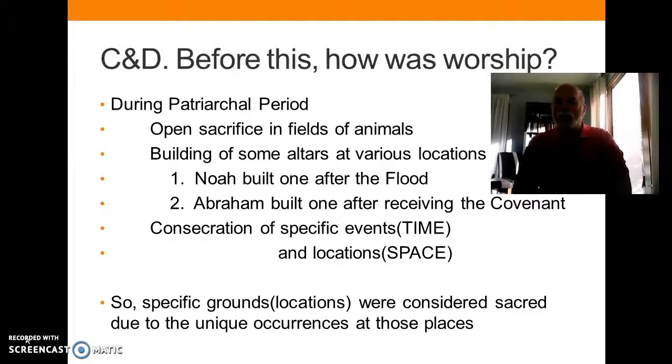So the first example we see in the Old Testament deals with Noah, and then the second is that after Abraham receives the covenant of grace in Genesis 15, which I talked about earlier during our study on Abraham, he also built a specific altar that was used for future worship times. So there were specific grounds, specific locations, which were then considered sacred as to the unique occurrences which had taken place there.